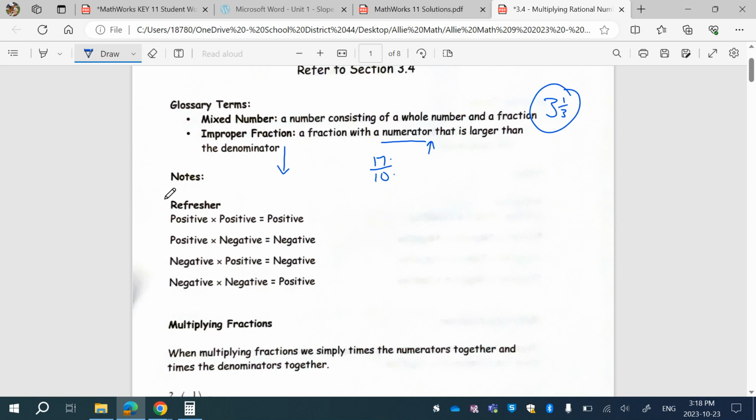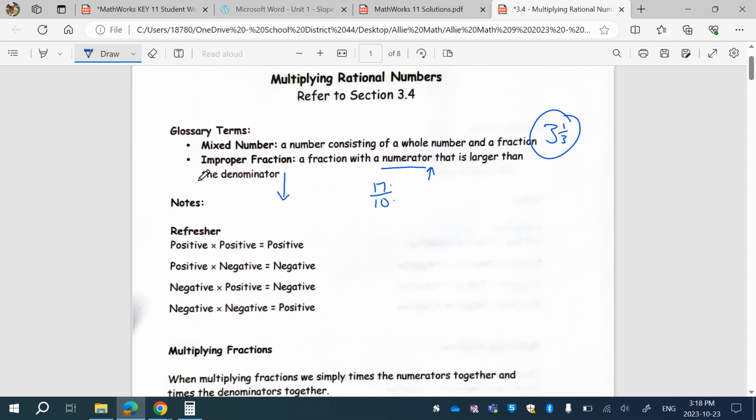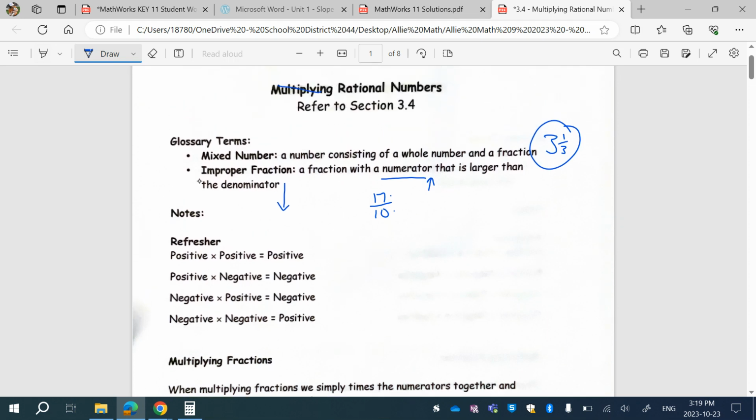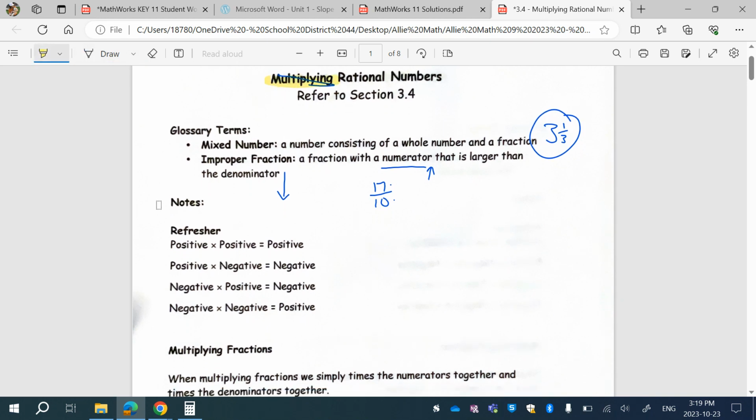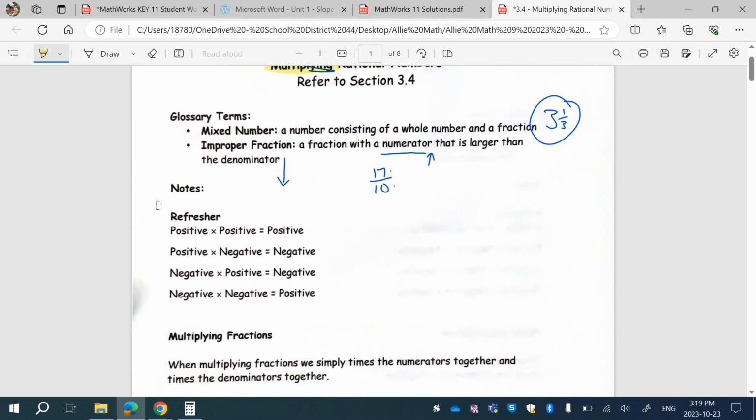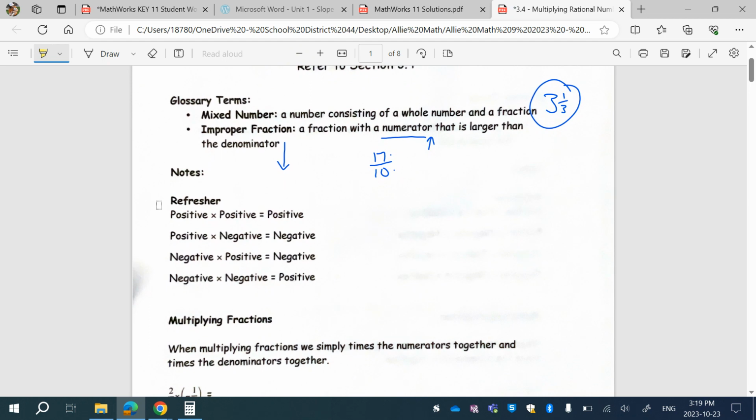And a little bit of a refresher, we're going to be looking at multiplying rational numbers. So we need a little bit of a refresher on the rules for multiplying positive and negative numbers. So a positive and a positive is a positive. I often do these little happy faces. So a positive and a positive is a positive. That's if you times or multiply or divide.